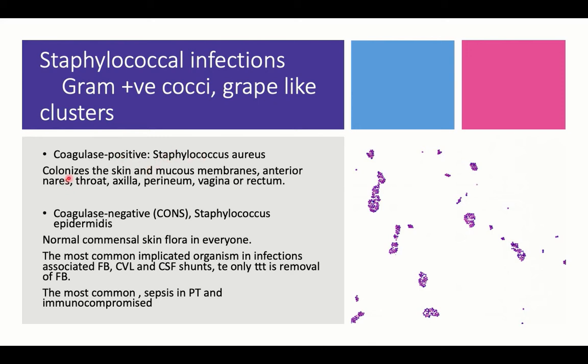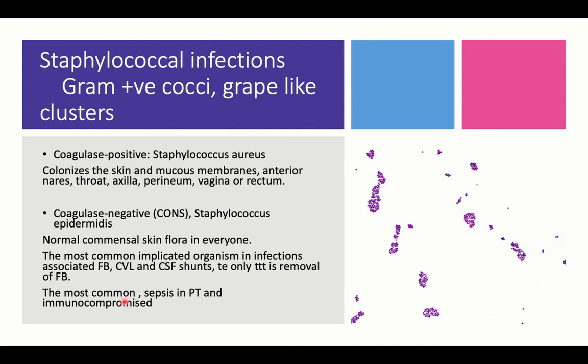Coagulase positive staphylococci colonize skin and mucous membranes: anterior nares, very important, throat, axilla, perineum, vagina, or rectum. So they are present as normal commensals in different areas of the body. Coagulase negative staphylococci, or Staphylococcus epidermidis, is also a normal commensal skin flora in everyone. It is the most common organism implicated in infections related to foreign bodies, central venous lines, and CSF shunts, where the only treatment is removal of this foreign body, like removal of the central venous line, for example.